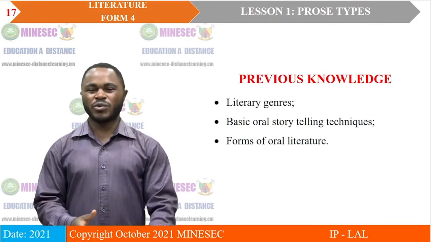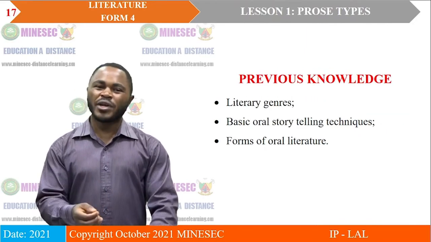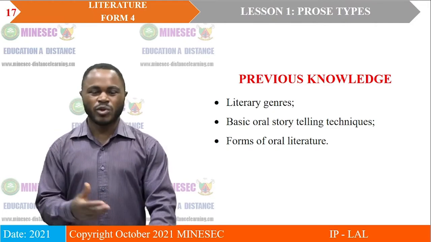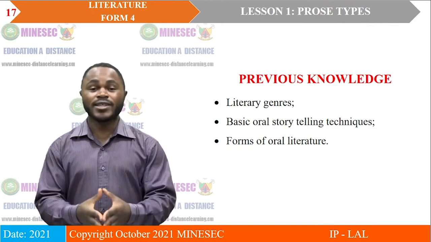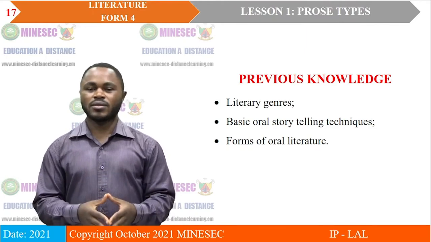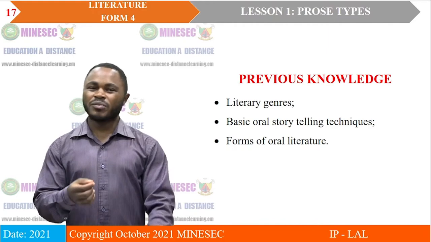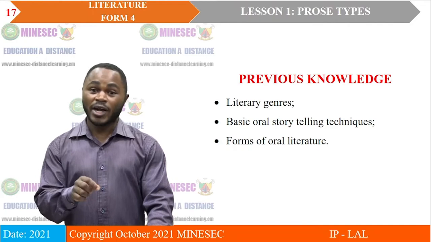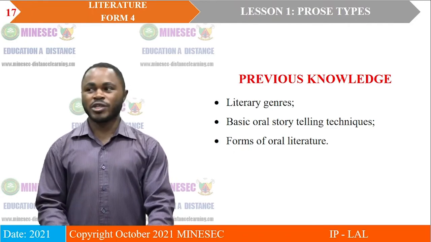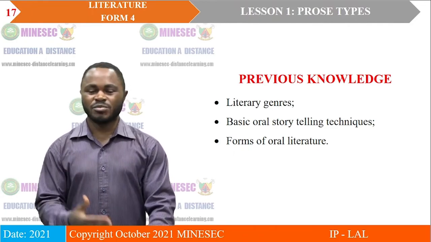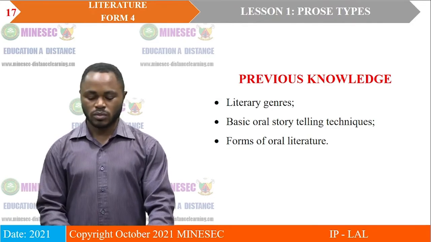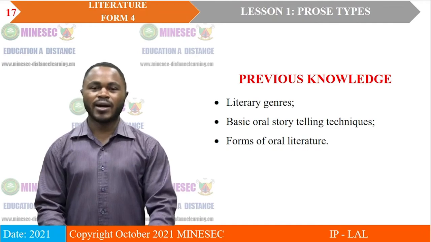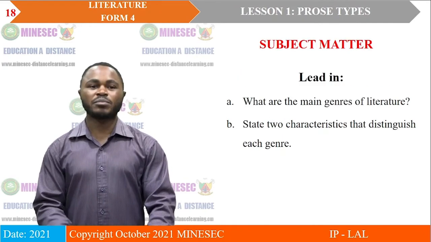In order for us to do that, we assume that you're already familiar with basic literary genres. You know what prose is, drama, poetry. You're familiar with it because you've been studying it from Form 1 to Form 3. You're also familiar with some basic oral storytelling techniques because you've studied this, and you're familiar as well with the forms of oral literature, having studied these, especially in Forms 1 and 2. So it is based on this that we then proceed with our examination of prose types.